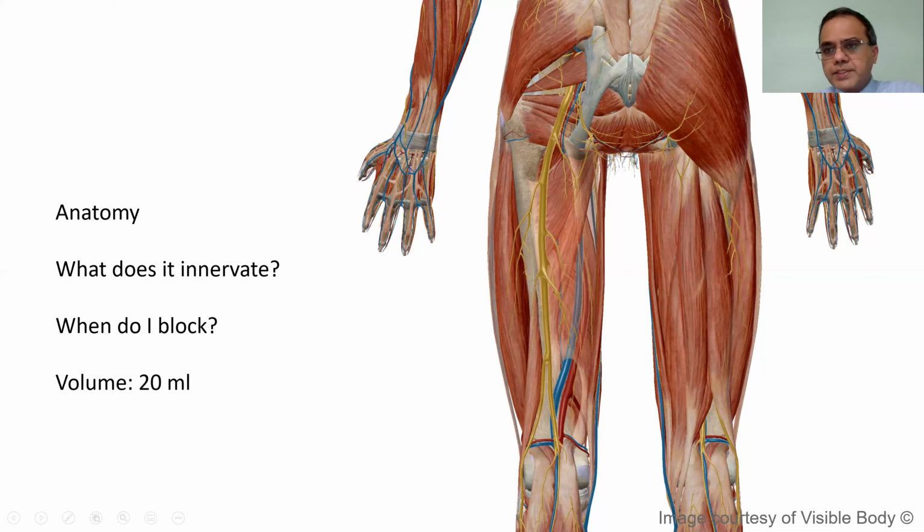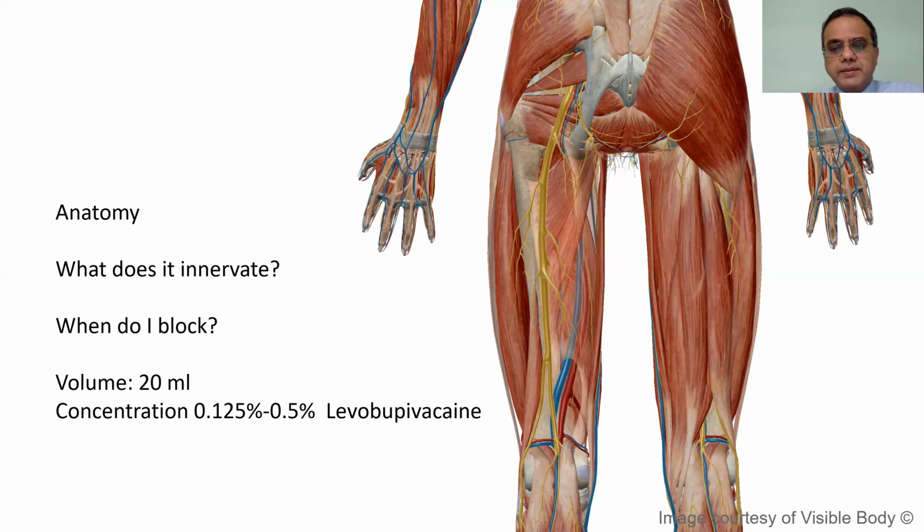So how much volume do I use? Majority of the time I use about 20 ml of local anesthetic, depending on why I'm doing the block. So if I'm doing the block only for analgesia, I use 0.125% concentration. And if I'm doing the block for anesthesia purposes, so I'm going to do the surgery just under a block, then I'll use a more concentrated local anesthetic.